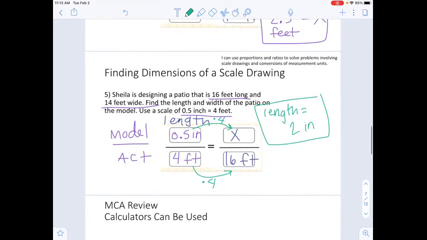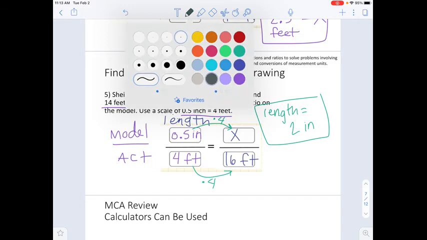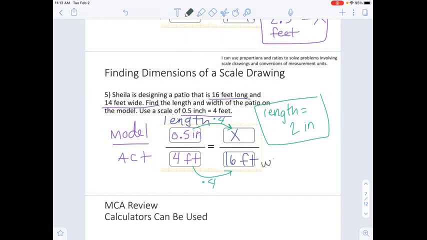Then we have to find the width. So I'm going to set up another proportion for the width.